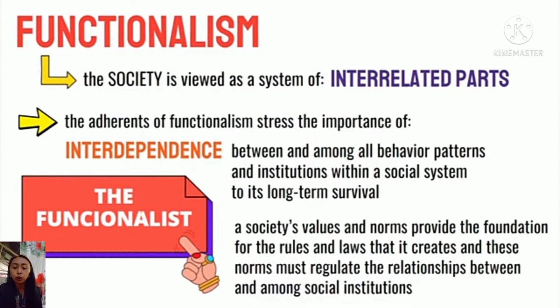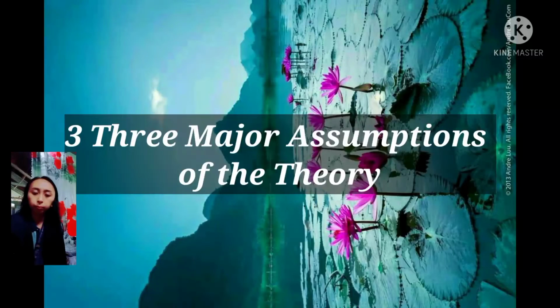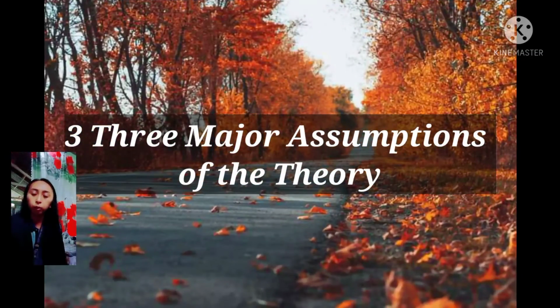Thus, the functionalist theory suggests that a society's values and norms should provide the foundation for the rules and laws that it creates, and these norms must regulate the relationships between and among social institutions. So let us proceed to the three major assumptions of the theory.